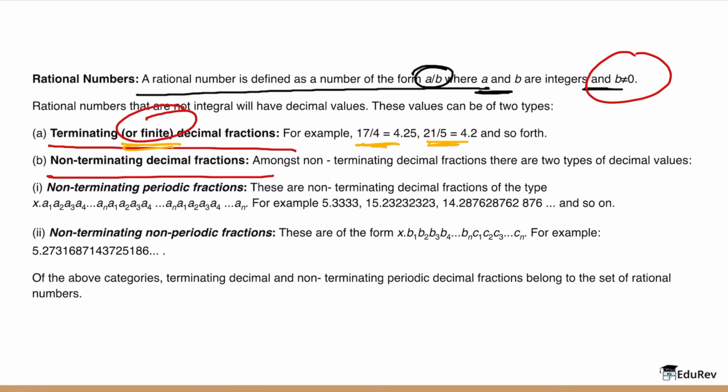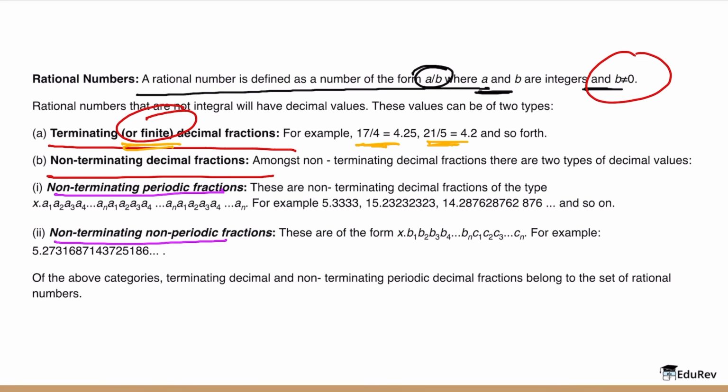Whereas non-terminating decimal fractions are the ones which do not terminate. Now when I say do not terminate, there can be two types of non-terminating decimal fractions. These can be non-terminating and periodic ones, or non-terminating and non-periodic ones. Now understand the difference between the two. Both of them are non-terminating, that means they are not ending. But the difference is that in one, a portion is repeating, whereas in the other, no portion is repeating.